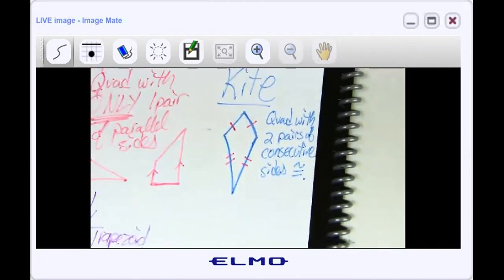Okay, so that's pretty much the entire quadrilateral family. There's no offshoots of the kite. It either is one or it isn't one. So you can have a four-sided figure, and it could be so many different things.